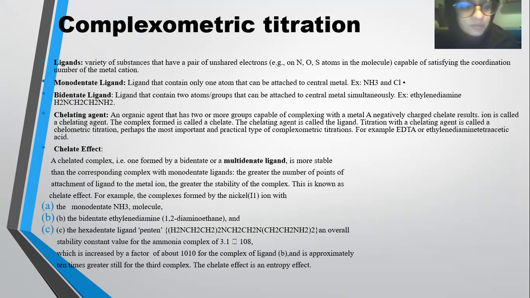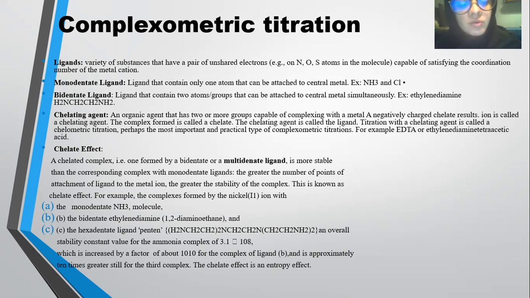Ethylenediamine is a chelating agent and an organic agent. What is a chelating agent? First, this is a very interesting topic. I like it so much. A chelating agent is an agent that has two or more groups capable of complexing with a metal. The complex formed is called a chelate, and the chelating agent is a ligand. Titrations with chelating agents are chelometric titrations, perhaps the most important part of complexometric titration, for example EDTA, ethylenediaminetetraacetic acid.